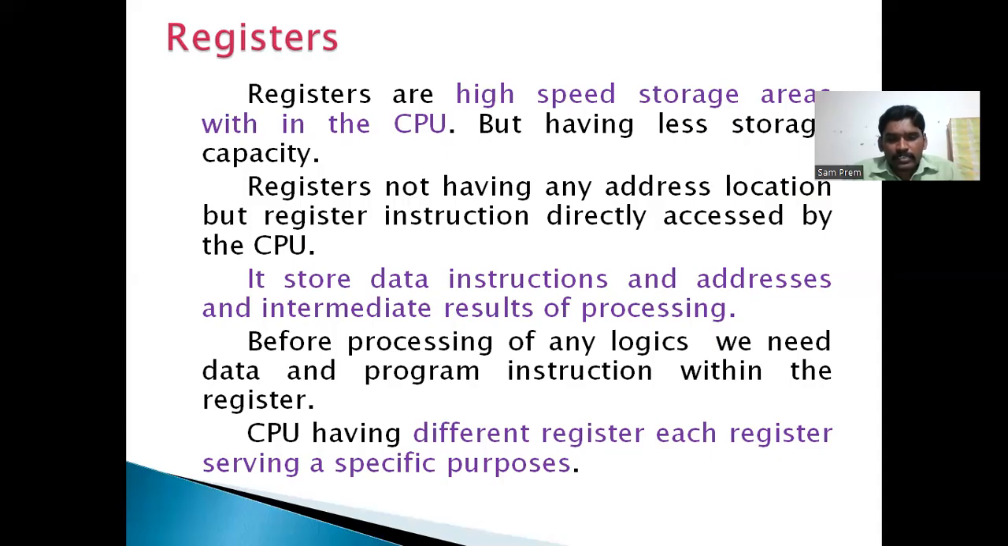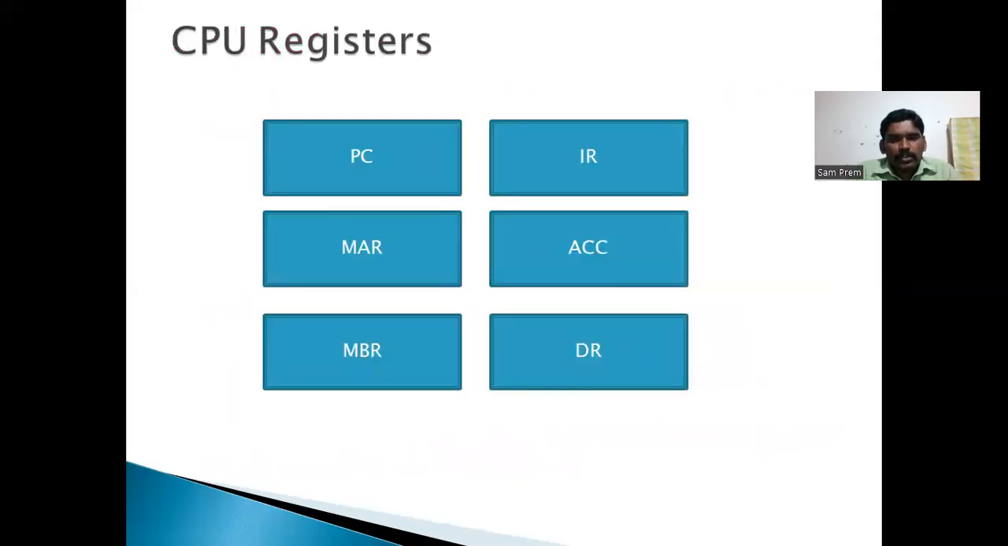The CPU has different registers, and each register serves a specific purpose. Here we have 6 types of registers. First one, program counter. Next one, instruction register. Another one, memory address register. Next one, accumulator, and MBR, which is the memory buffer register. Next one, data registers. First one, PC. PC is the program counter.